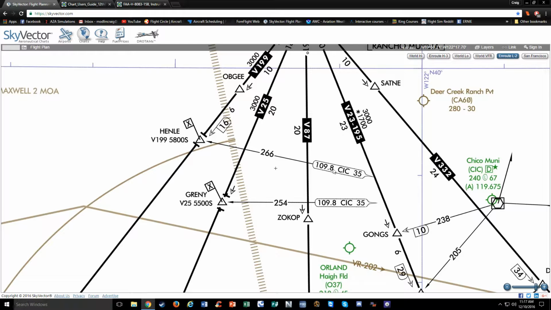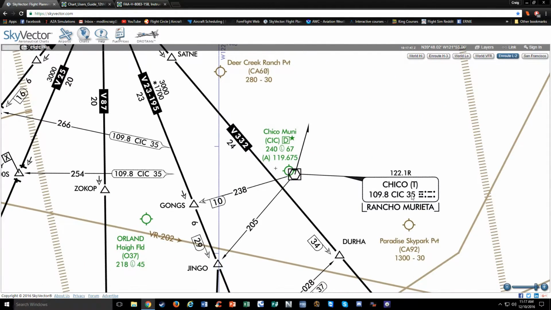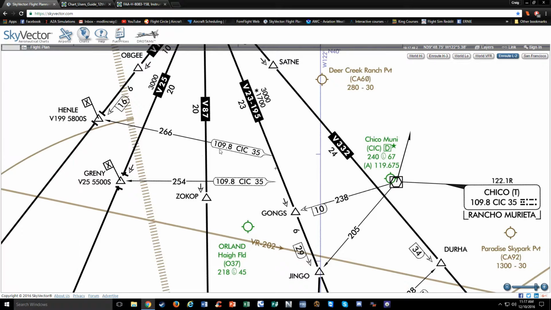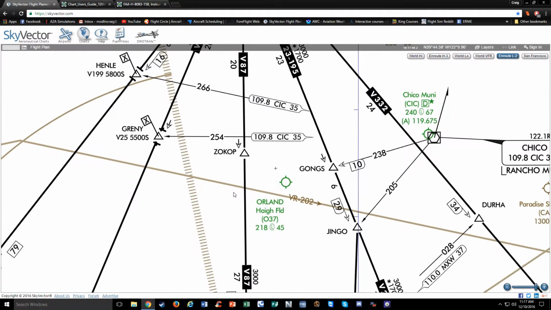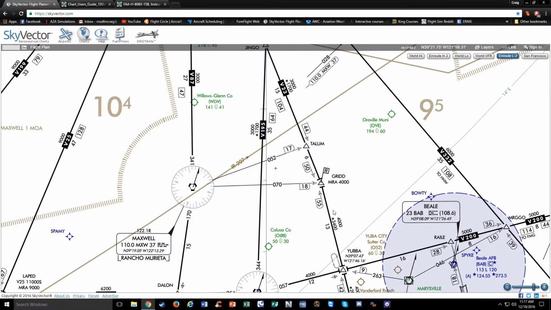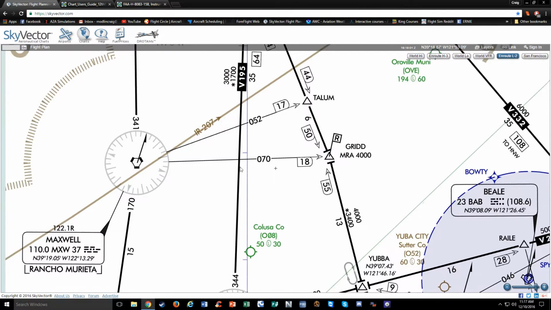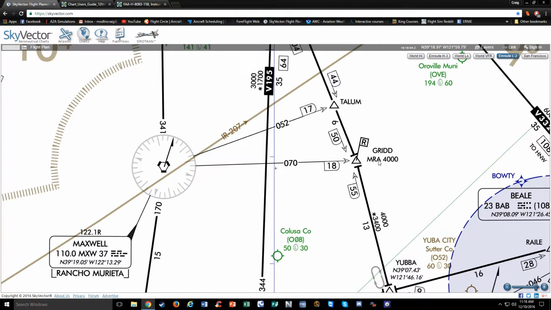Okay, so another little symbol right here, we have this 109.8 CIC 35. This is saying you can identify Henley via the 266 radial from the Chico VOR, which is down here. And this 35 is the channel for the VORTAC, so that's just a military thing. So 109.8 is the Chico VOR, and you can identify Henley via the 266 radial. So sometimes when you see these things back here at a fix, we could use that cross radial, and you might have an MRA to go along with that.